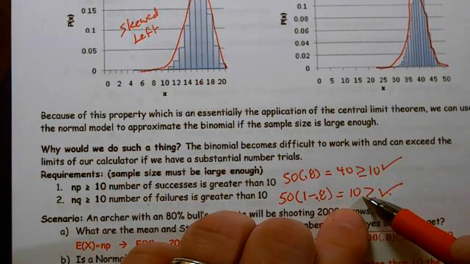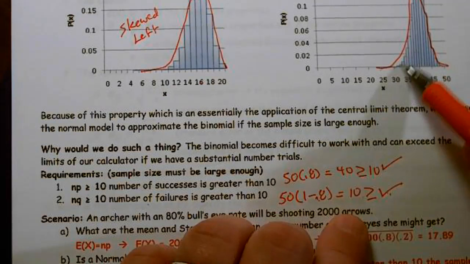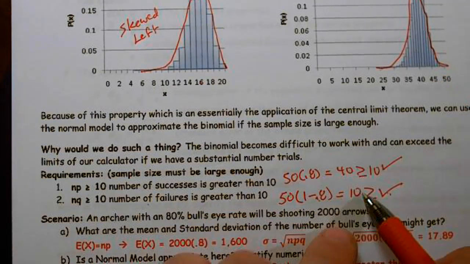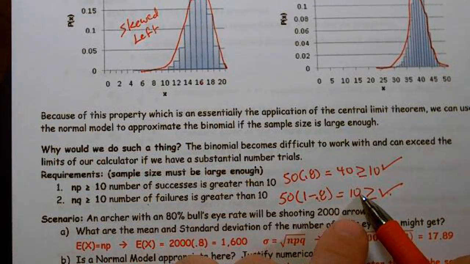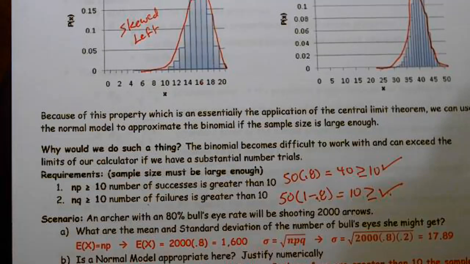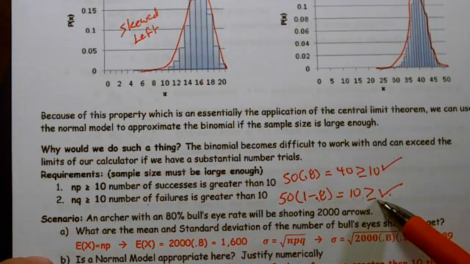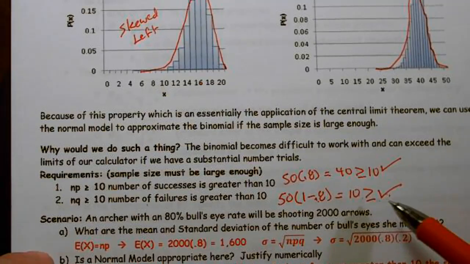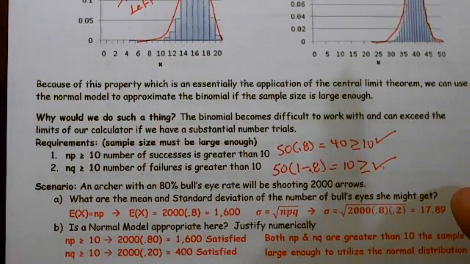Now we can look and say that this one's barely satisfied. And you can see there's a little bit more skewness. So as we get greater than 10, we're going to become even more normal. As we become greater than or equal to 10, it becomes closer to the normal. But at any rate, if we satisfy these conditions, our sample is large enough to use the normal approximation for the binomial. So here's a scenario.